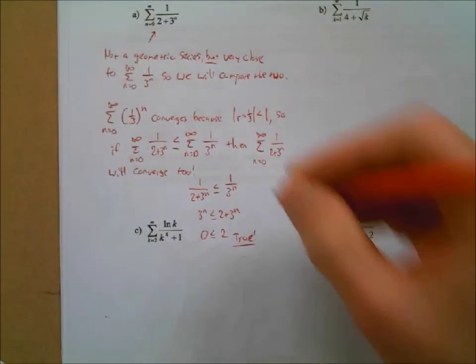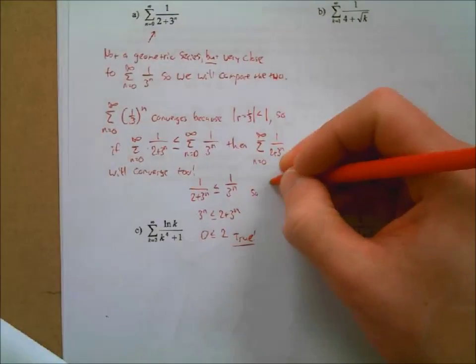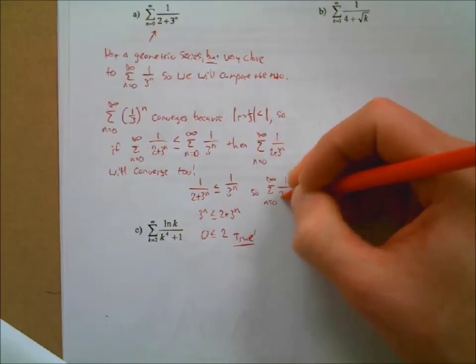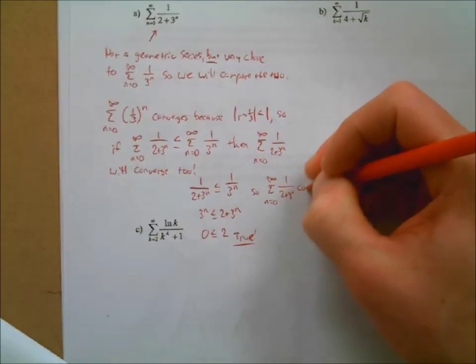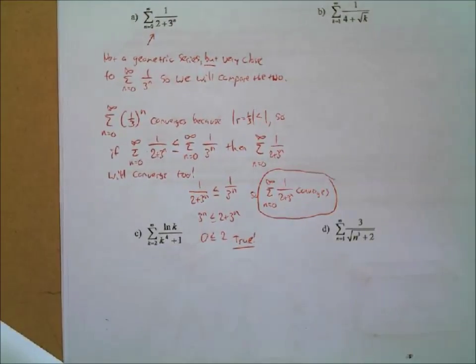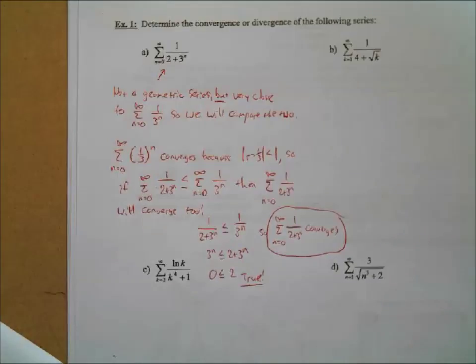Okay, and so we know the sum of n equals 0 to infinity of 1 over 2 plus 3 to the n converges. Now, granted, we're not going to go through all this writing for all these problems, but I just want to do it for the first one, to give you the idea.